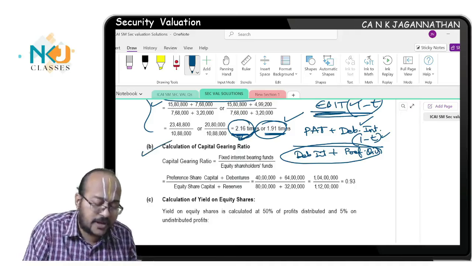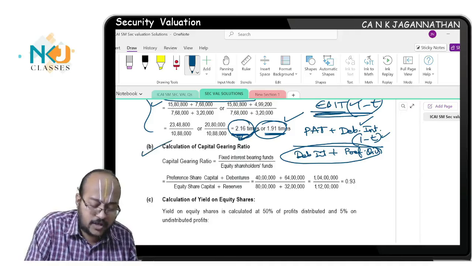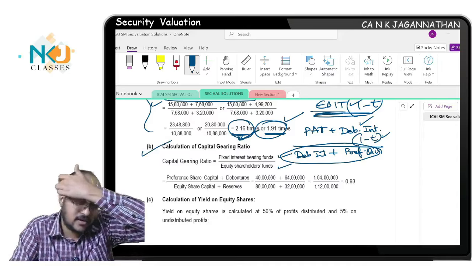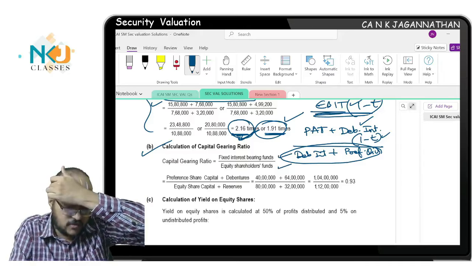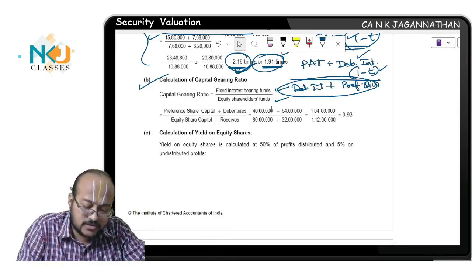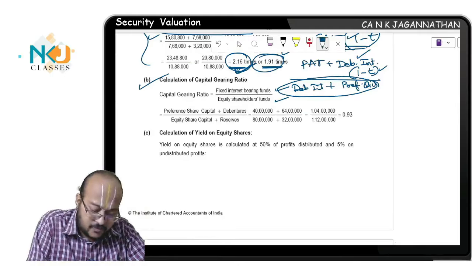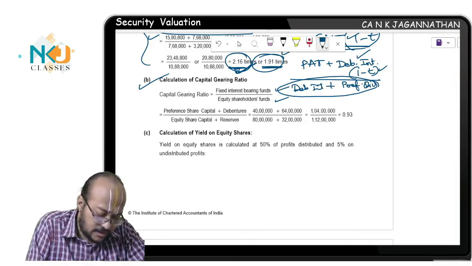Sorry, the calculation of the capital gearing ratio. How is the capital gearing ratio calculated? Fixed interest bearing funds divided by equity shareholders' funds. We learned something called the debt equity ratio. What we learned there, very simple.